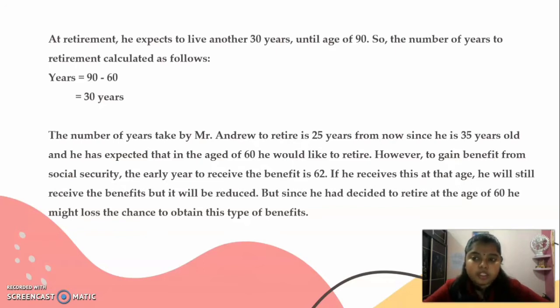Okay. At retirement, he expects to live another 30 years, which is until 90 years old. So the number of years to calculate the retirement is 90 minus 60, which is 30 years. The number of years taken by Mr. Andrew to retire is 25 years from now, since he is 35 years old.